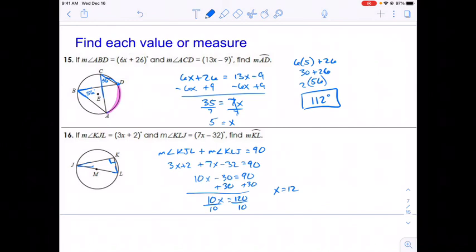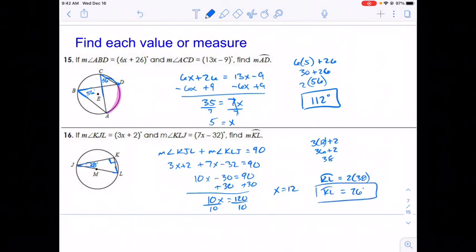So they want to know the measure of arc KL, which means we're going to have to know the measure of J here. So we go to this first one, KJL. If we plug this in, we get 3 times 12 plus 2. That's going to be 36 plus 2 is 38. So if this angle right here is 38, then this arc KL is going to equal 2 times 38, which will be 76. So arc KL is 76.